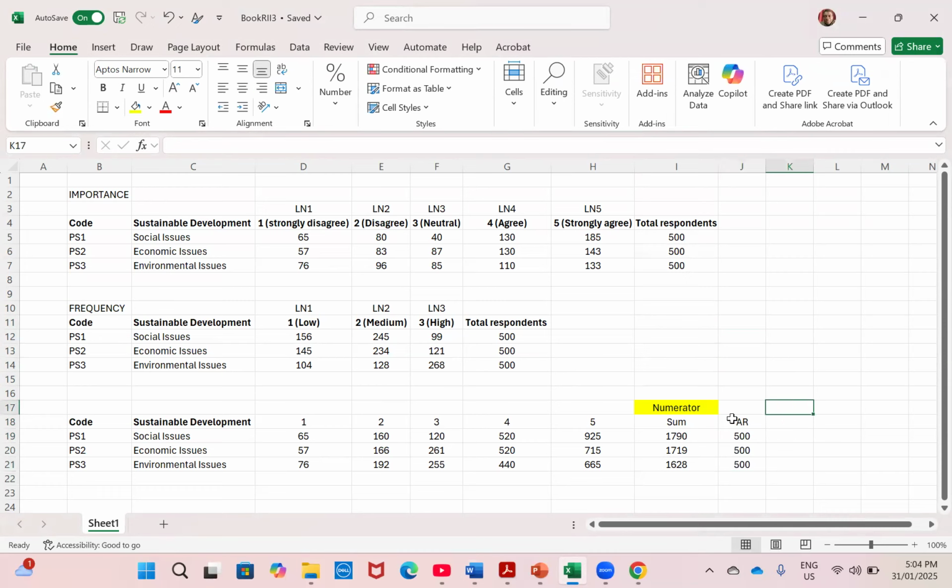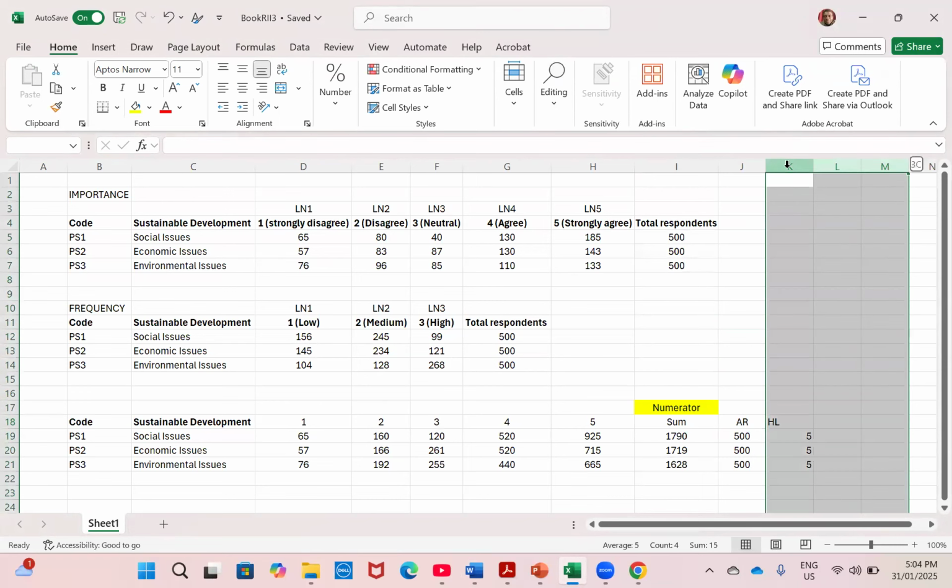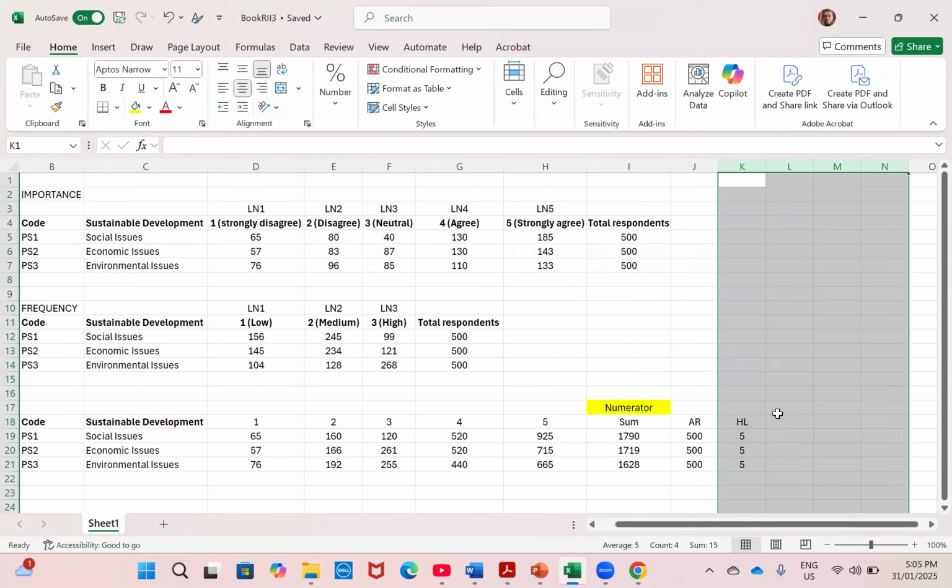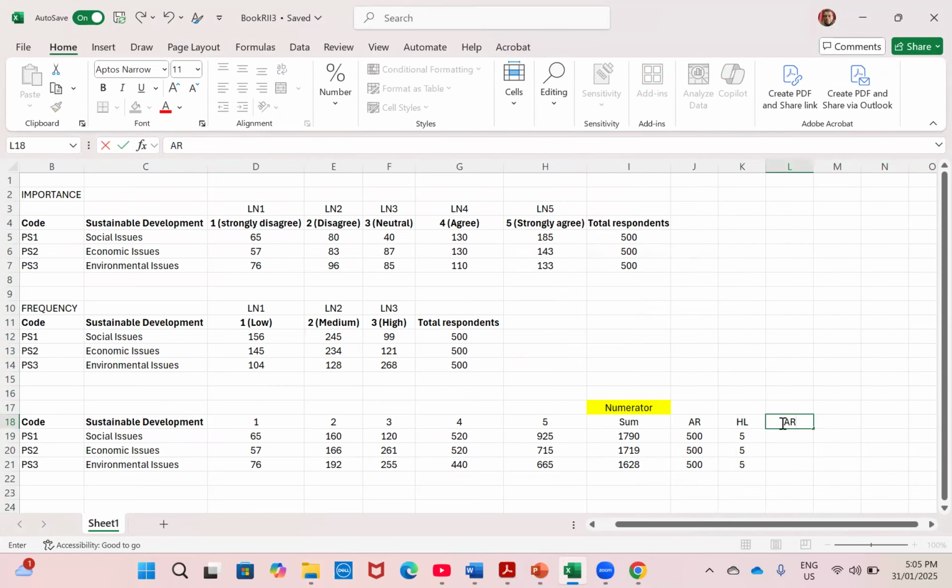Good. Then you just multiply. Let me put HL there, which is the highest point on the Likert, 5, 5, 5. And these 5s, you just multiply by the total number of respondents, which is 500 by 5, and that will give you 2,500. So you just scroll down, and that will give you the denominator. So we have our denominator.